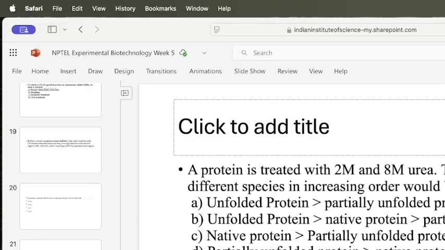And the last question for today is, a protein is treated with 2 molar and 8 molar urea. The retention time of different species in increasing order would be dash. So what they're asking is, when you have 2 molar and 8 molar urea, which is different concentrations, and that would mean different unfolded forms, partially unfolded and fully unfolded form. So the retention time in increasing order would be dash.